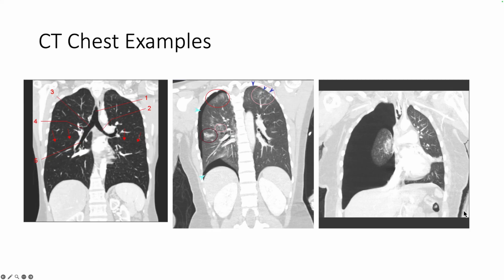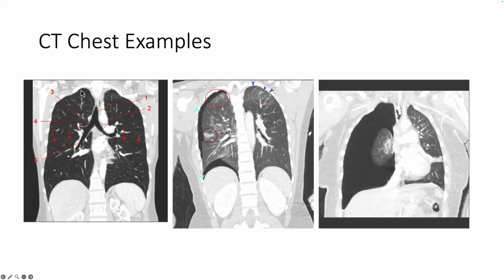Here's some CT scan examples. What you're looking at here is you're looking straight towards the patient as though the patient's looking at you. You can see lungs on both sides, trachea in the middle, and on x-rays and CTs, air is black, bone is white, and then soft tissue is gray or somewhere in between the black and the white.